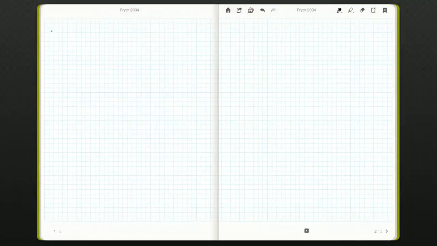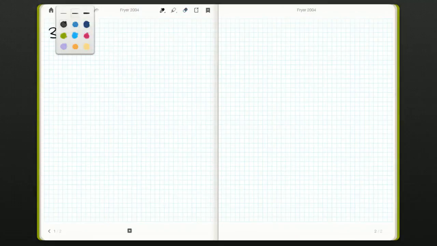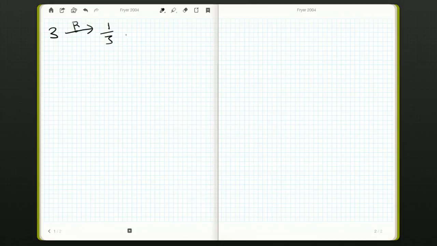Alright. So we'll start off with a 3, and we want to take the reciprocal. We want an R, not a B. There we go, got my eraser back. So I'll touch up this arrow just the tiniest bit. Alright, so reciprocal of 3, well that's just 1 over 3. Not too difficult.